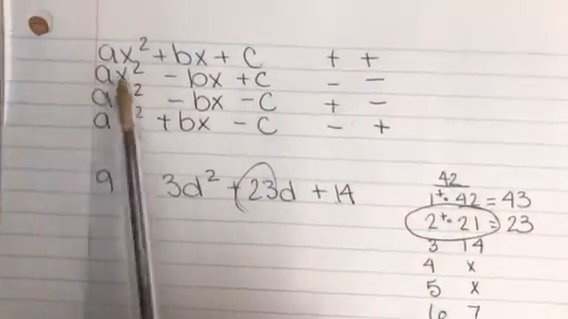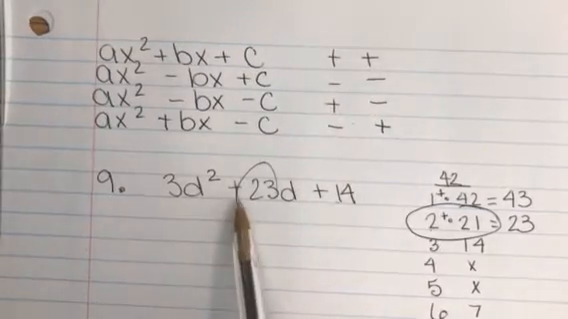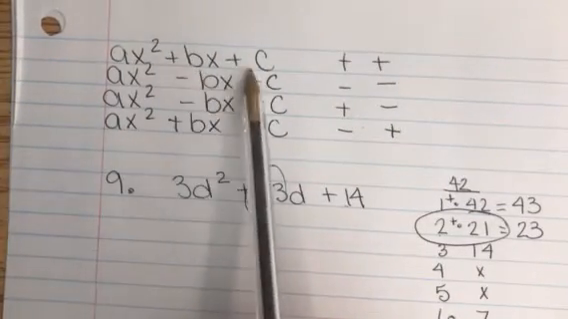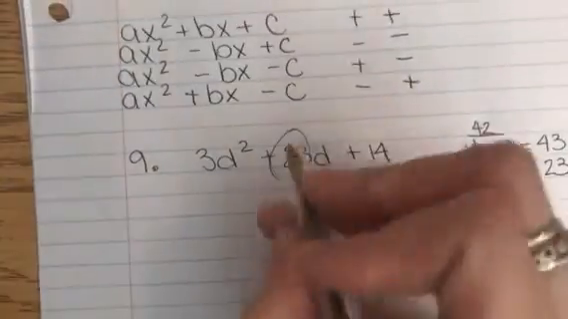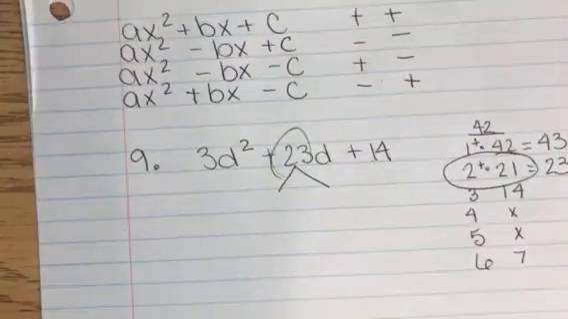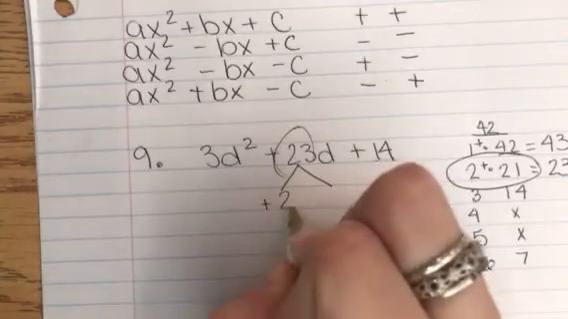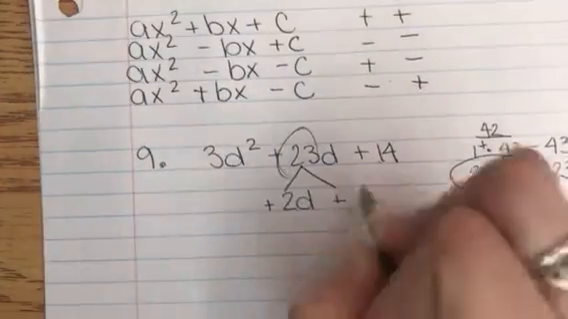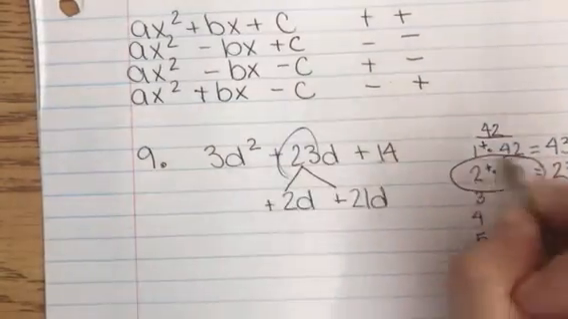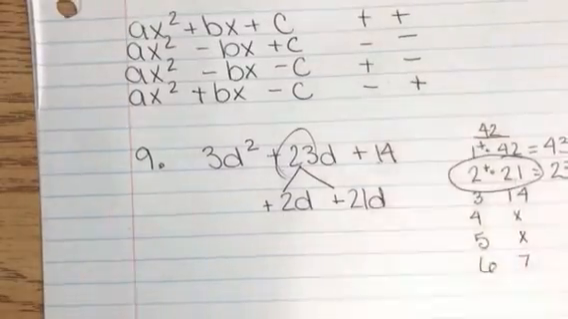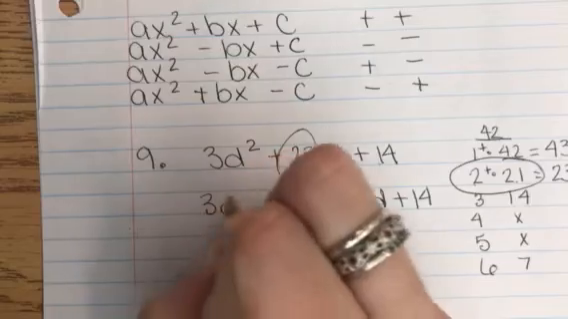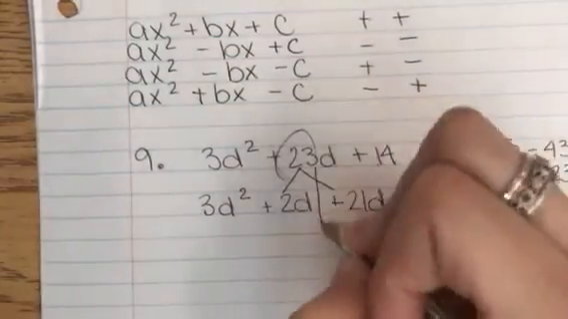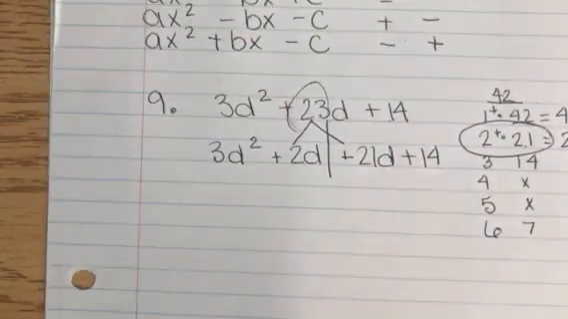You can make sure, with the little cheat sheet we made up here, that if we had ax squared plus bx plus c, that meant we needed them both to be positive. So we have them both as positive. So we're going to split this up into a positive 2d and a positive 21d. I'm picking a 2d and a 21d from this set. My 14 and my 3d squared are just going to come down. And then we'll go into factoring by grouping.